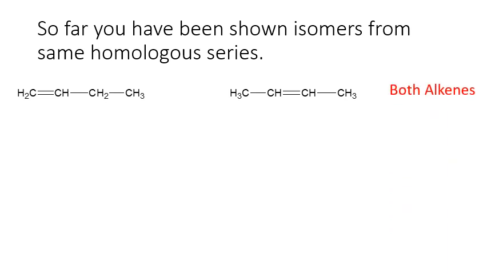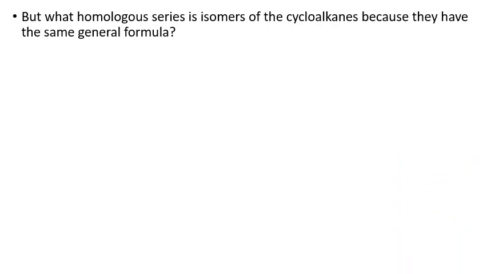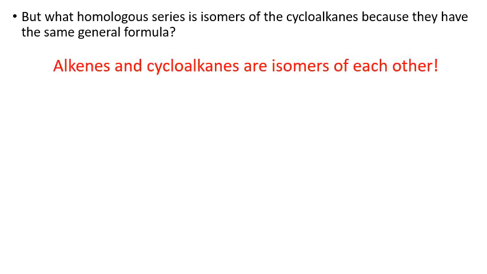So far you have been shown isomers from the same homologous series. Look at those two. What are they both from? They're both from the homologous series, the alkenes. What about these two? They're from the alkanes. But what homologous series is isomers of the cycloalkanes? Because they have the same general formula. So in other words, what has the same general formula? CnH2n. Alkenes. Alkenes and cycloalkanes are isomers of each other.